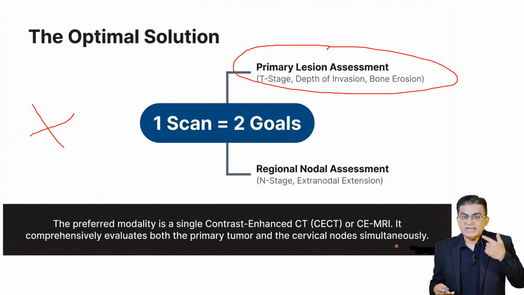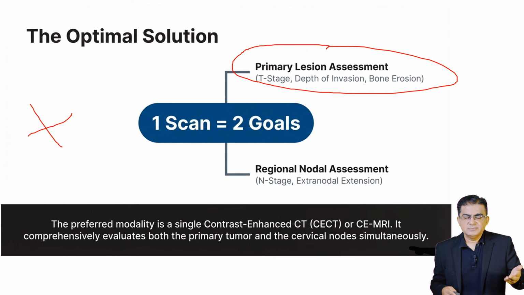Evaluate the primary and the neck together using the same high quality cross-sectional scan you already have in your hand. Moreover, you are anyway going to do neck dissection for clinically N0 neck. Keep that in mind.